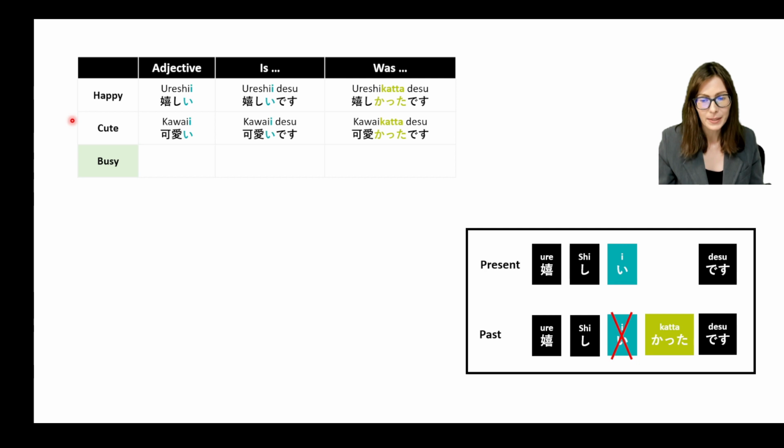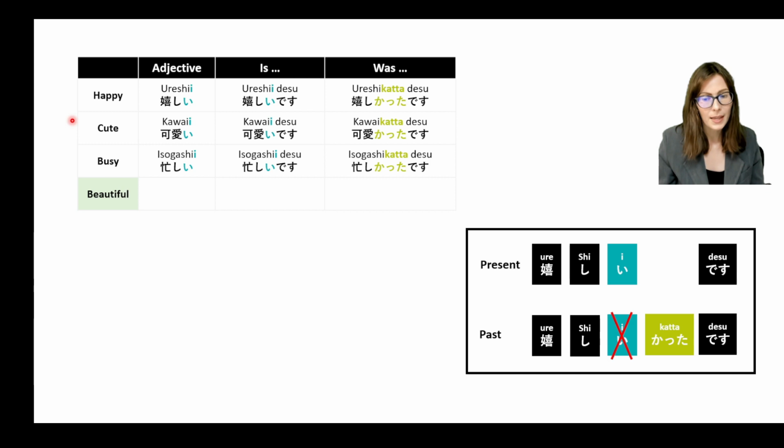How do you say busy? In Japanese, it would be 忙しい, right? How do we say that in the present? It would be 忙しいです, right? And how would it be in the past? It would be 忙しかったです. Excellent. Let's see the next one.